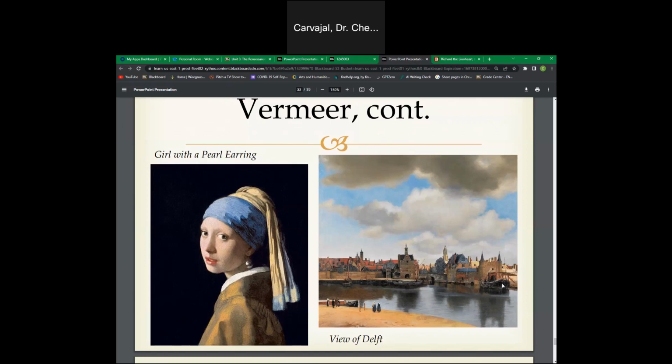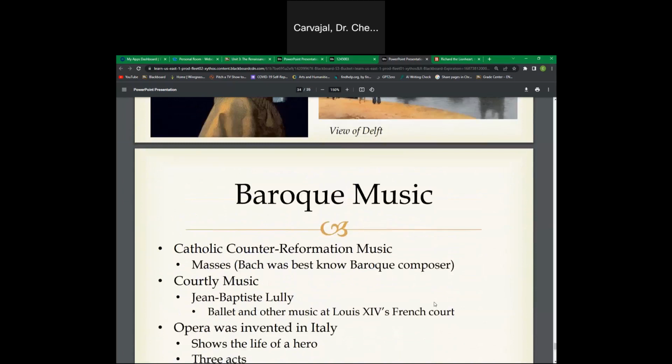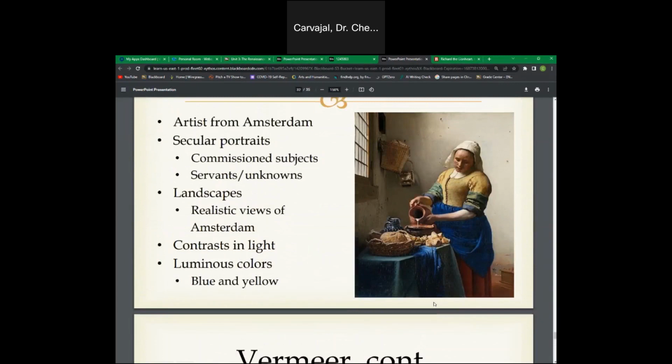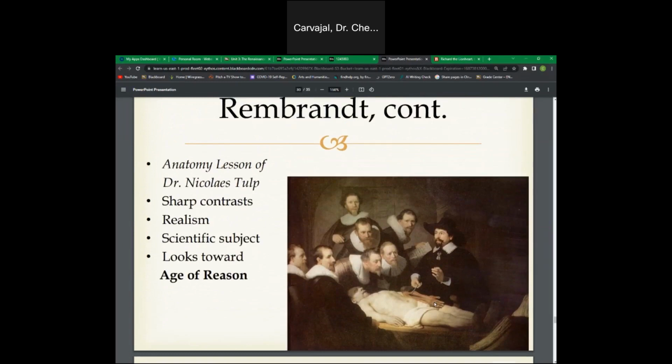The buildings are realistic. And yet you still see, with some touches of red, that blue and yellow coming through. So the blue and gold is just kind of popping. And it just does that. But his subjects are very much secular topics, just like Rembrandt. He did not paint super religious stuff, because this is Protestant territory.